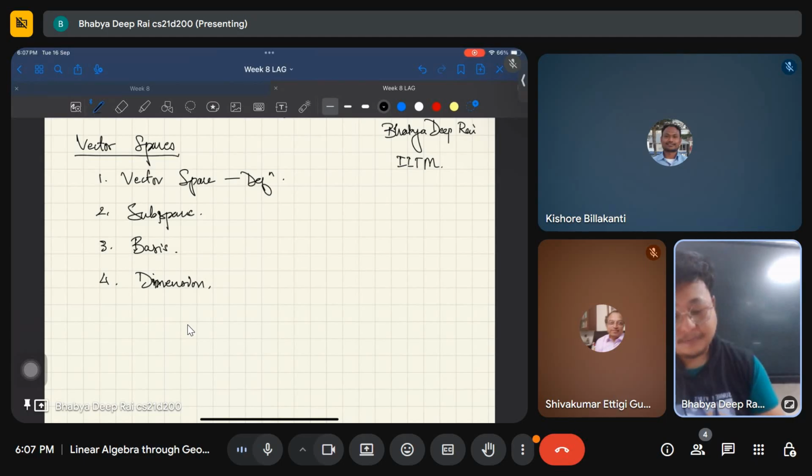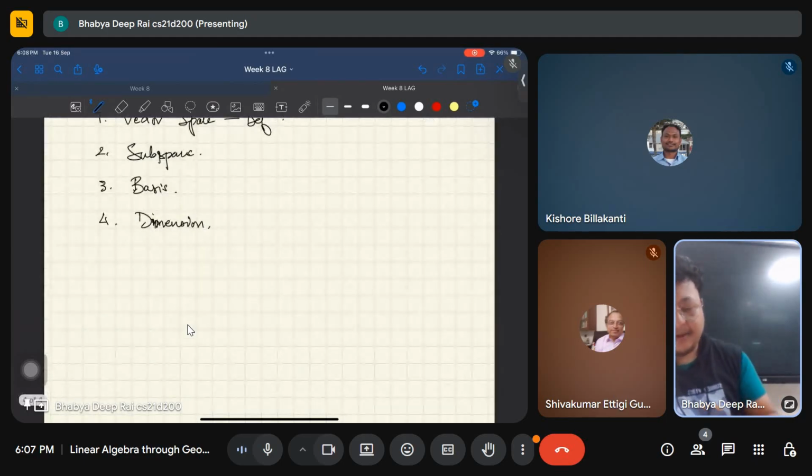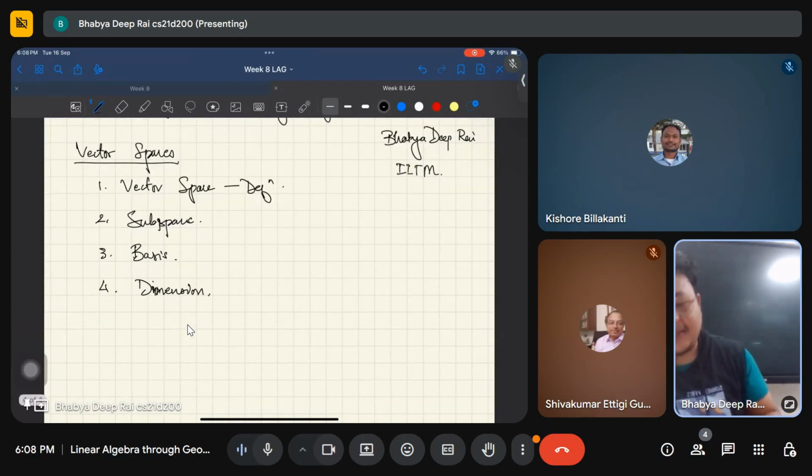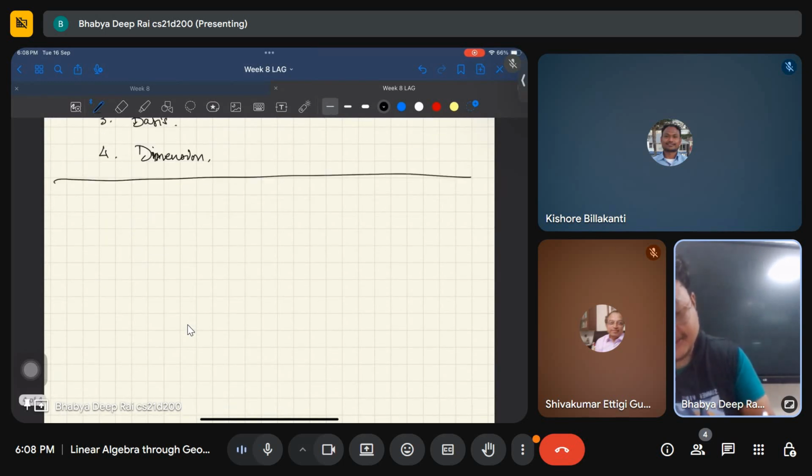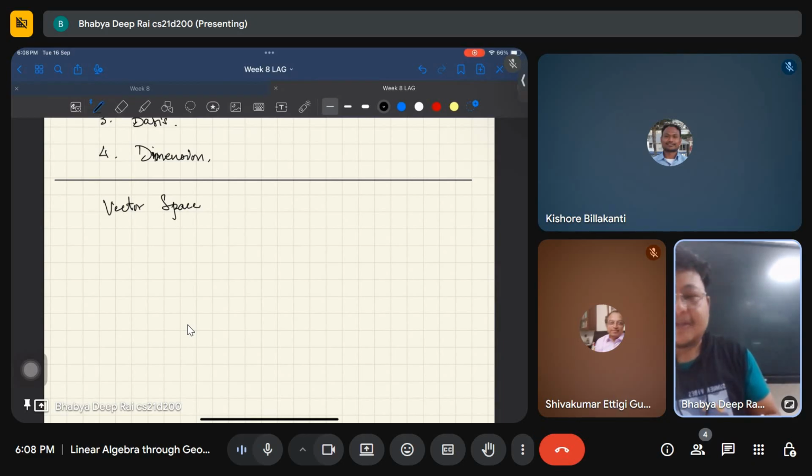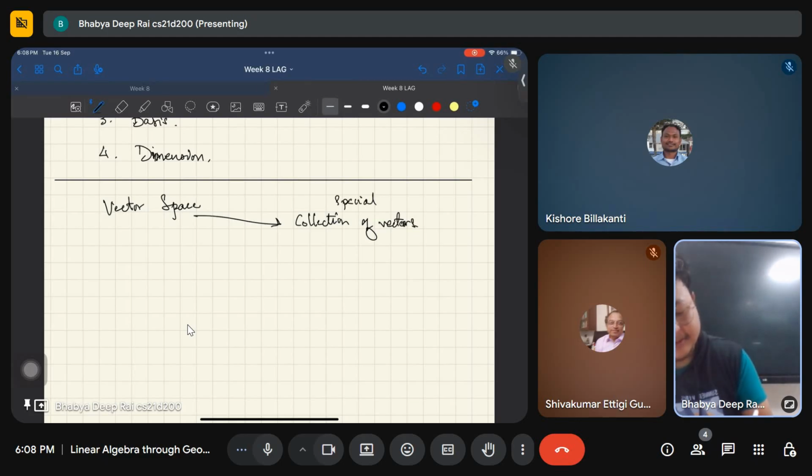Before we get on to the problems, I just want to briefly recap from the lectures what a vector space is. A vector space can be interpreted in two ways. It can be interpreted as a collection of vectors, but it does not mean that any collection of vectors is a vector space. It's a special collection of vectors.